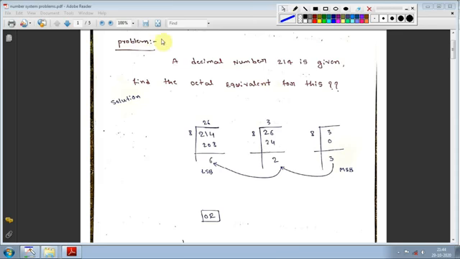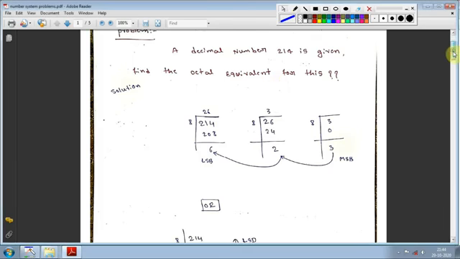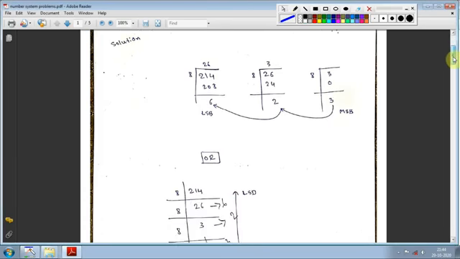Okay, so problem number one, what is this? A decimal number 214 is given. Find the octal equivalent for this one. So they have given a decimal number and they are telling us to find the equivalent octal number. This you can do with the help of two methods here.